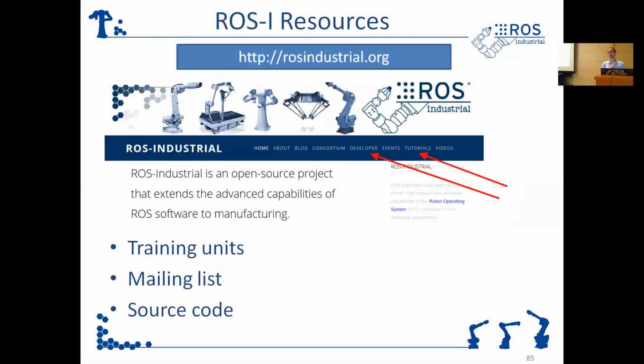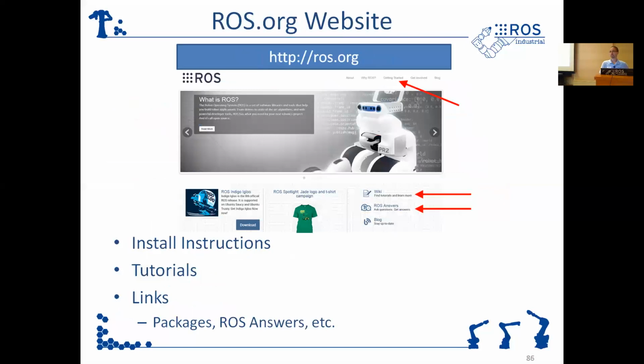The final thing I just want to talk about is where do I get resources? rosindustrial.org is a resource for ROS Industrial, certainly, but a lot of things ROS. You can find our training there and our mailing list and source code for our packages, all through rosindustrial.org. If you're just interested in ROS in general, go to ros.org, which has links to wiki.ros.org that has all the package information, tutorials and links as well.